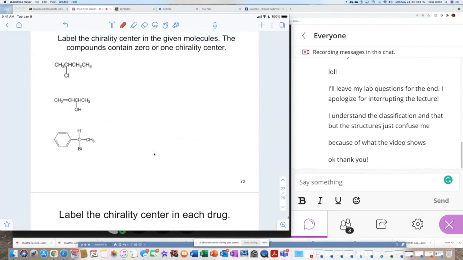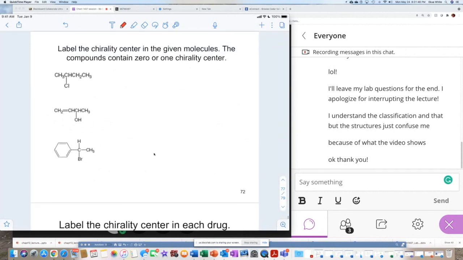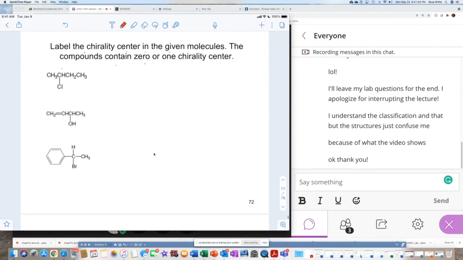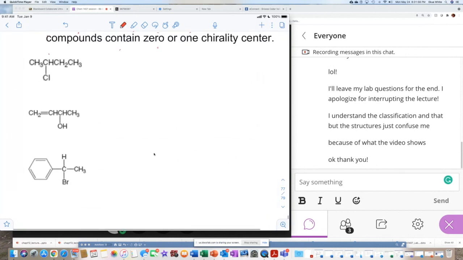Oh, we're close to the end. Yay. Label the chirality center in the given molecules. The compounds contain 0 or 1 chirality center. For this one, I have to draw this carbon: my first, my second, my third, my fourth. I'm going to draw out my Lewis structure so we can see how I only have the carbons I say I have, my chiral carbons or chirality centers.